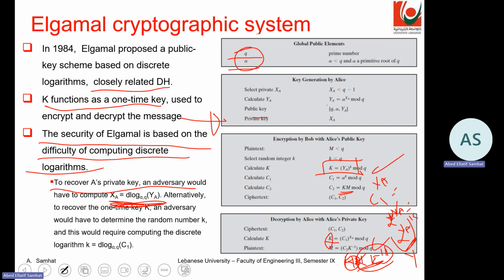It's also one of the well-known crypto systems. Okay. And as I said, the difficulty here is that it's not possible, if you have YA and Q, even if you have K, to deduce the secret value xa, for example. If you have YA, alpha, and Q, it's not possible to find the secret key xa.